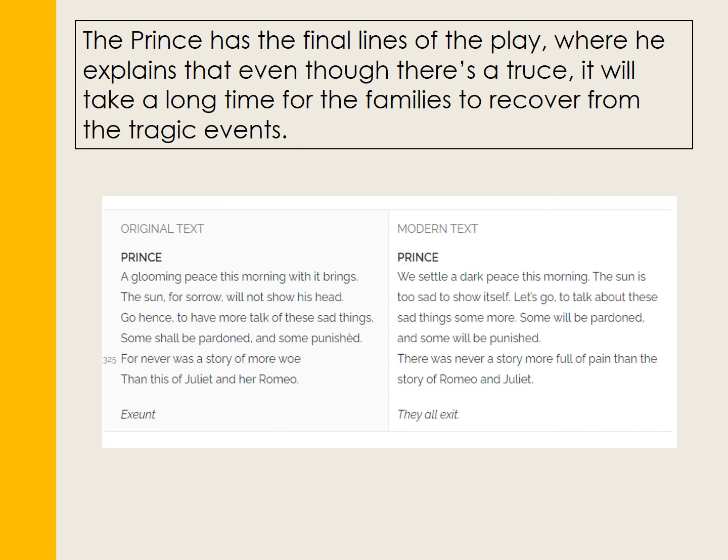And we can see that what this means is that although there is a truce, it's a very dark and uneasy peace. It's not calm and relaxed. And he uses this metaphor of saying that the sun won't show his head, this idea that even the sun doesn't want to shine just yet because it's still too sad. And he says that some people will be forgiven, but some will be punished, but that actually there's never been a story that is more upsetting and full of sadness and pain than this story of Romeo and Juliet.